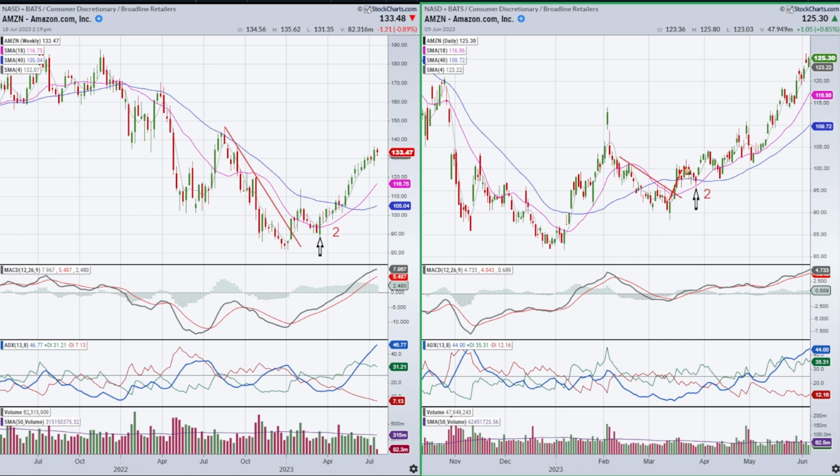Notice what happens. We get a move up and then we get a 2 to form. We make a higher low. So we get a higher low here and a higher low here. It happens to be a pinch play following a pinch play. It's also holding the 18 here after coming down and testing the 18 here.